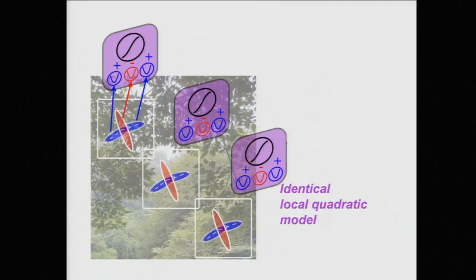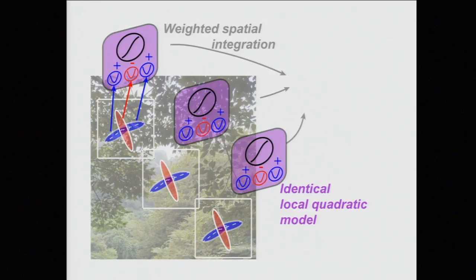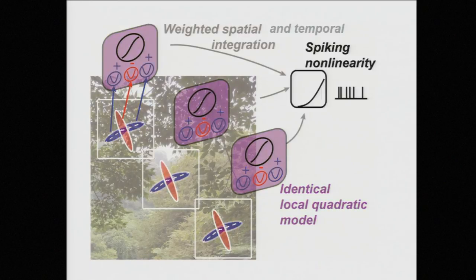And then the convolutional aspects of the model come about because we repeat the same block, we call it a local quadratic model block, quadratic because it's passed through a quadratic nonlinearity, across different positions. And then the signals are weighted in a non-uniform manner across space and across time. And then the result is passed through a spiking nonlinearity. So this model has three nonlinearities: the quadratic one, the saturating one, and the spiking nonlinearity.